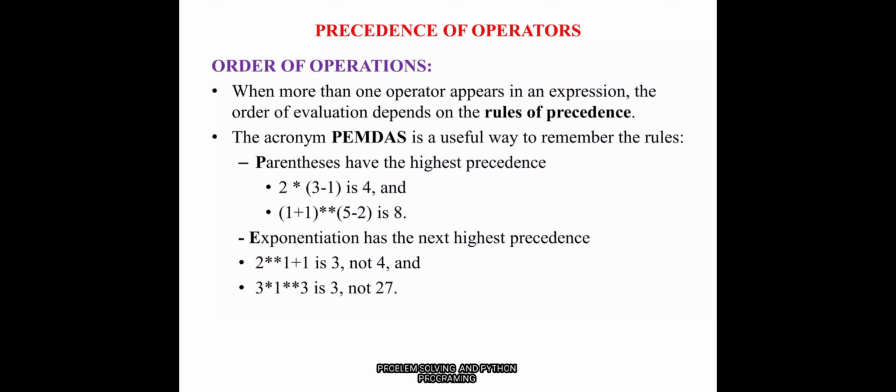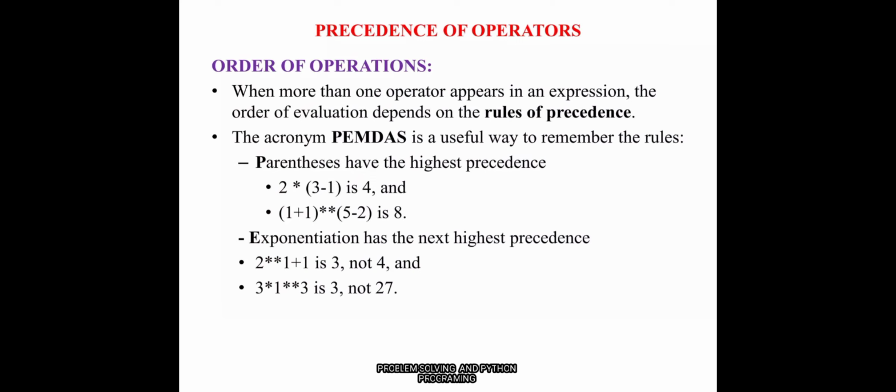And then see the next one. I have two parentheses. So the first thing I have to do is 1 plus 1, then again 5 minus 2. So 1 plus 1 is 2 and 5 minus 2 is 3. Then I have a double multiplication here. The double multiplication symbol is nothing but power. So 2 power of 3 is 8.